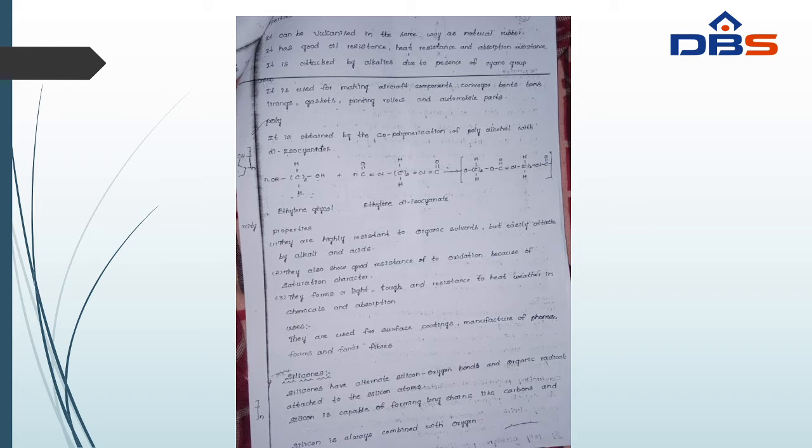They are used for surface coating, manufacture of foams and fibers and plastics, etc. That is the polyurethane rubber. So: preparation of polyurethane rubber, properties of polyurethane rubber and uses of polyurethane rubber.